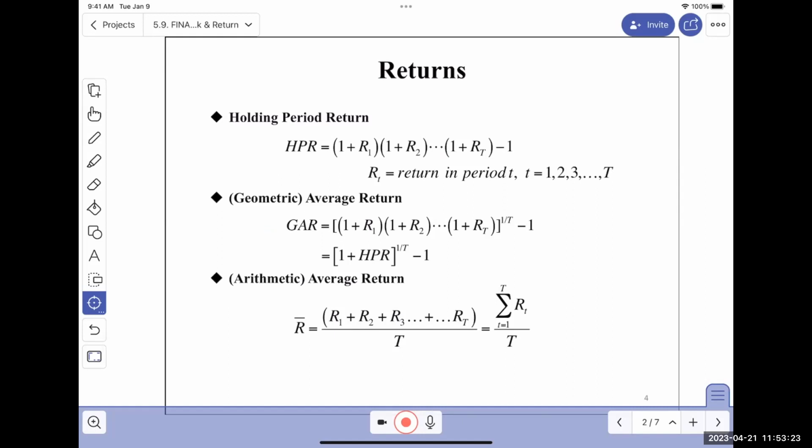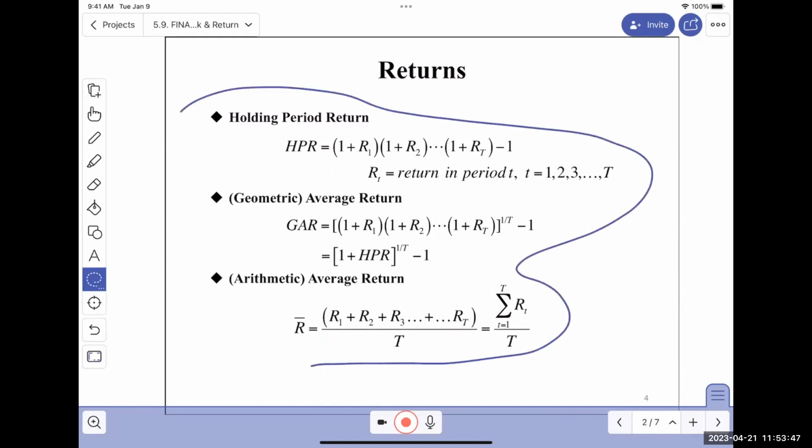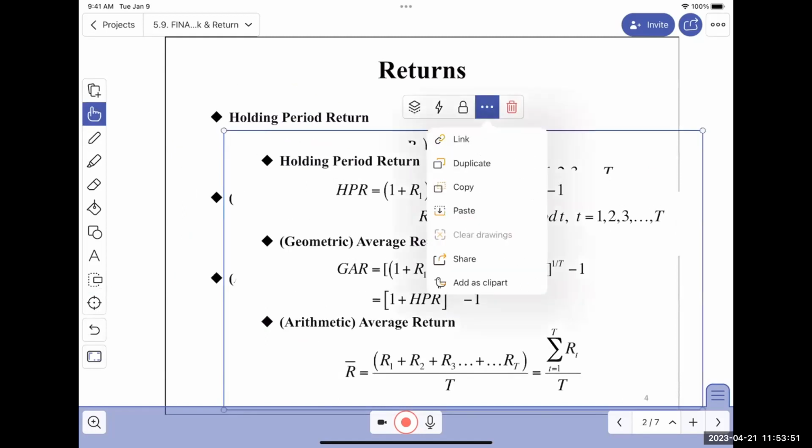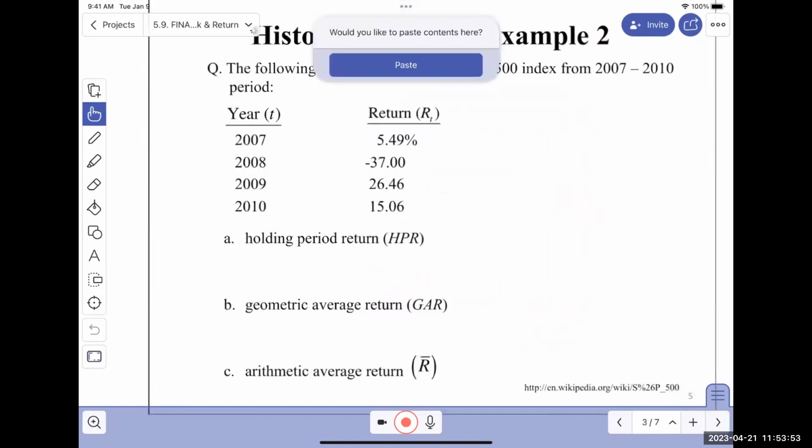The geometric average return is taking the holding period return, but then partitioning it into pieces of time, like for every year, for every whatever period you want. So that's what we're going to do here, and then minus 1. And arithmetic average is just adding them up and dividing by how many there are. So those are the 3 formulas. I'm going to copy them over, and I want you to try and do it yourself. Calculate these.